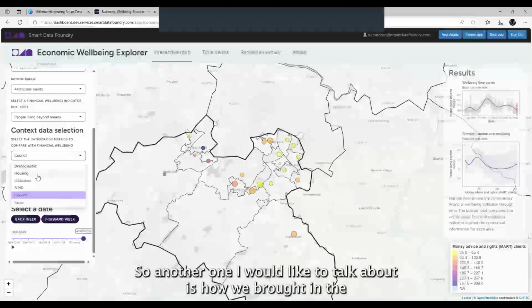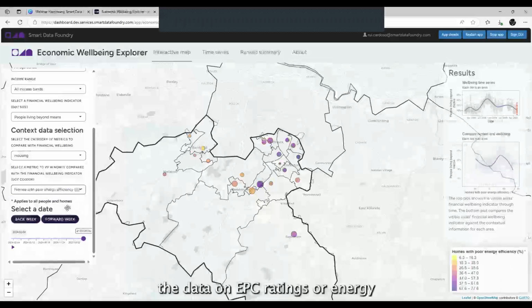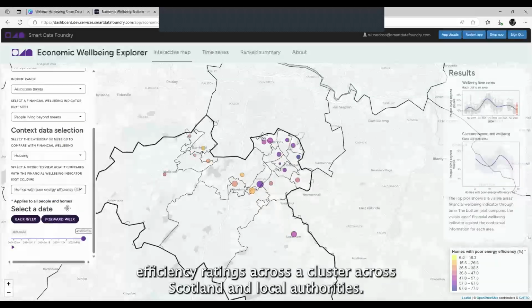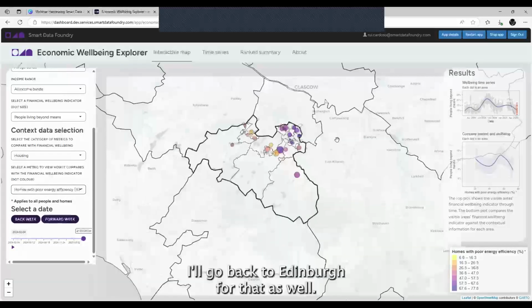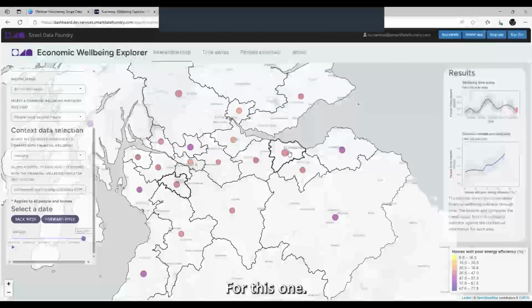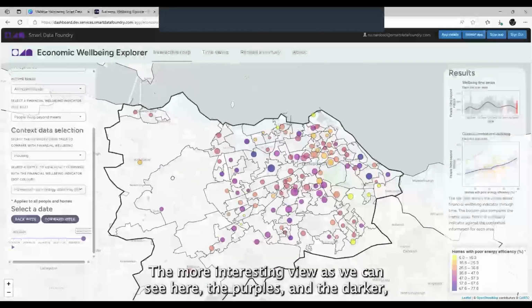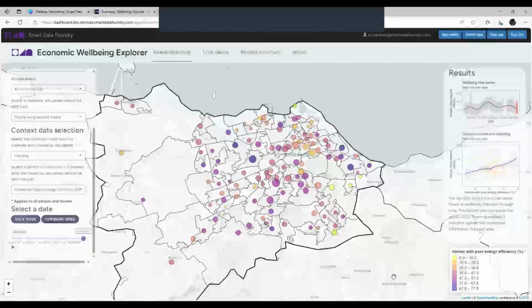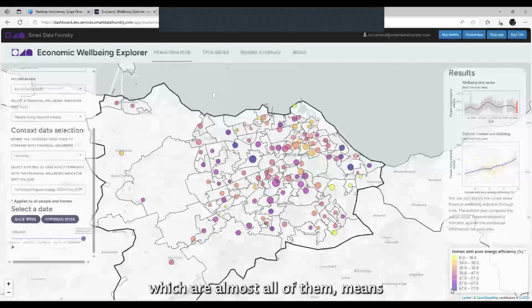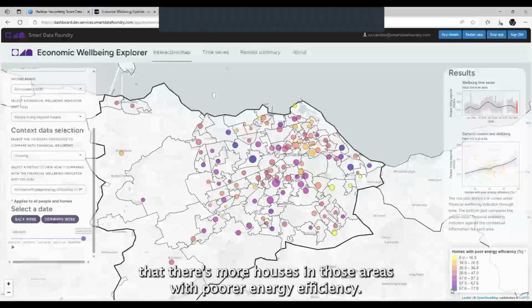So another one I would like to talk about is how we brought in the data on EPC ratings or energy efficiency ratings across Scotland and local authorities. I'll go back to Edinburgh for this one, which is a more interesting view. As we can see here, the purples and the darker, which are almost all of them, mean that there are more houses in those areas with poor energy efficiency.